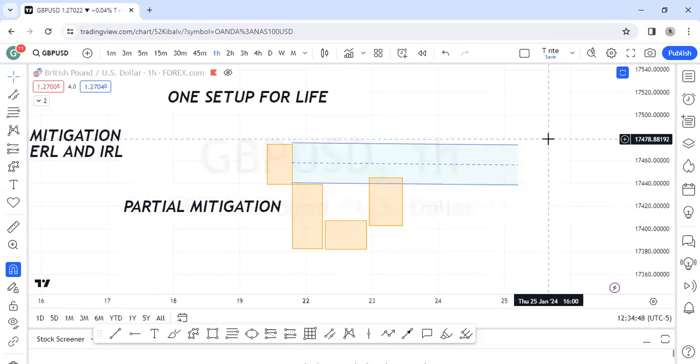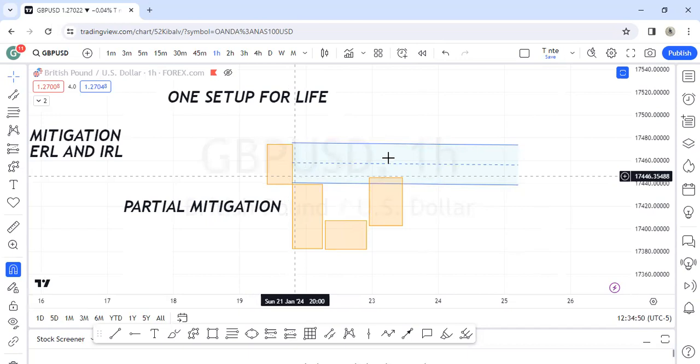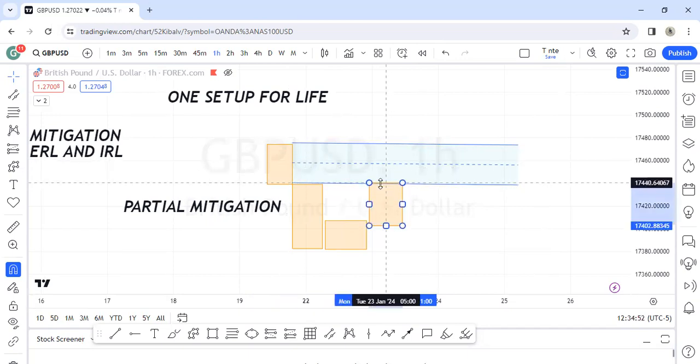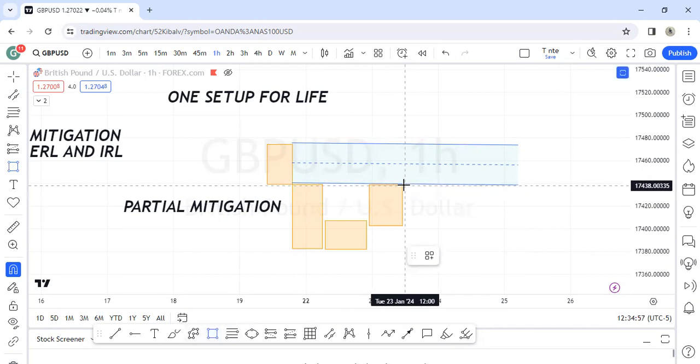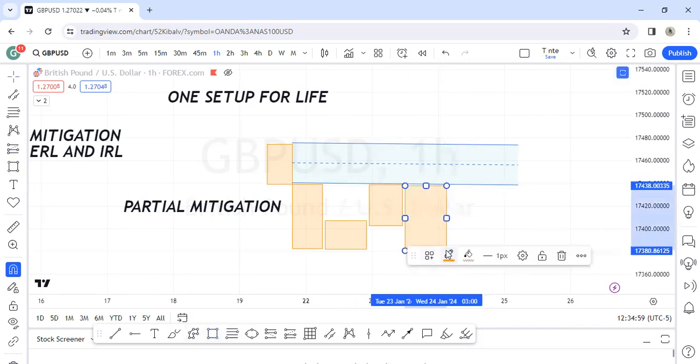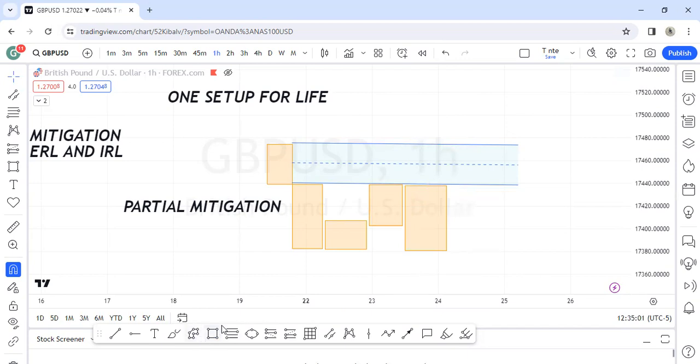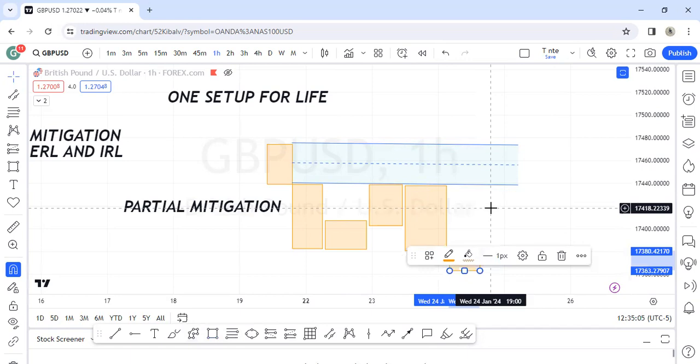What do I mean? The market can create an order block and then just tap it very little, just a little tap, and the market drops heavily. Now, in the future, the market comes back again.